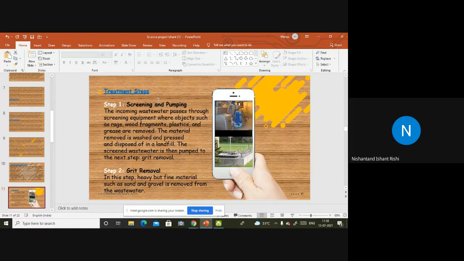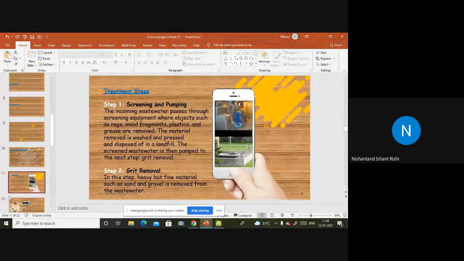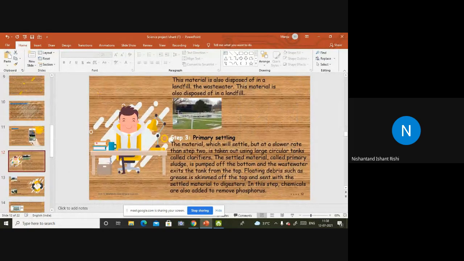In this step, heavy but fine material such as sand and gravel is removed from the wastewater. The material is disposed of in a landfill. Third step, primary settling. The material which will settle, but at a slower rate than in step 2, is taken out using larger circular tanks called clarifiers. The settled material, called primary sludge, is pumped off the bottom and the water exits the tank from the top.